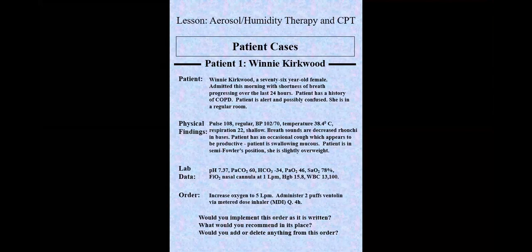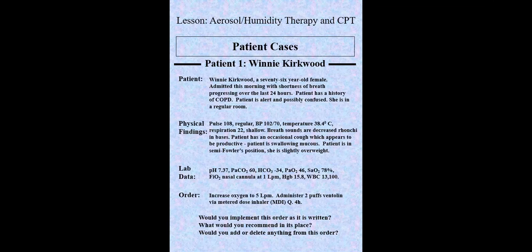Her white blood count is high, right? 5 to 10,000 is what it should be. If it's 13,000, she has a what? Infection, okay? She has an occasional cough, which appears to be productive, so that's good, but she's swallowing the mucus. She's slightly overweight. She's sitting up in a semi-Fowler's position. And she has a history of what? COPD, okay? So let's go on.